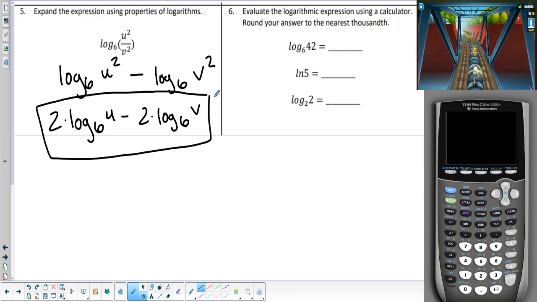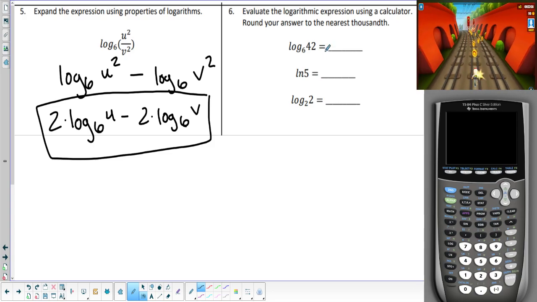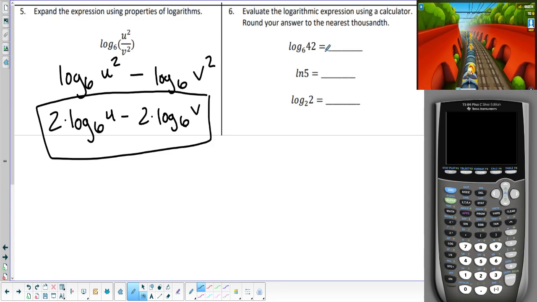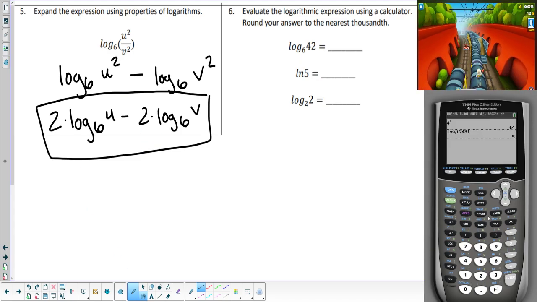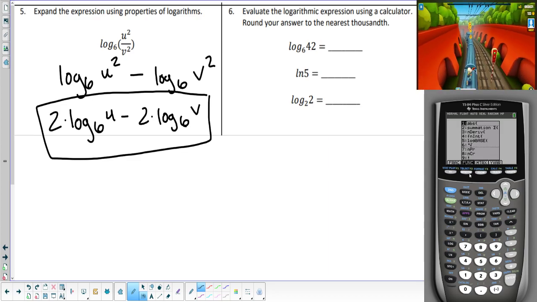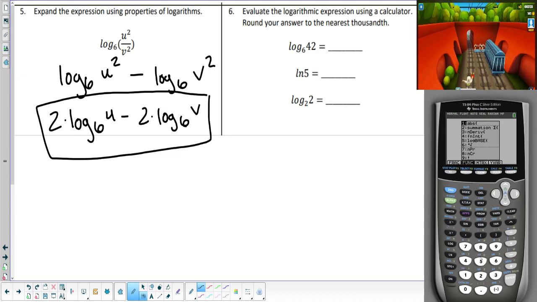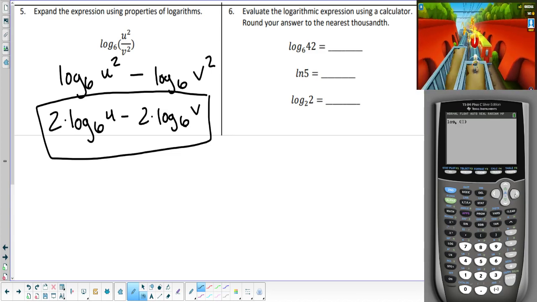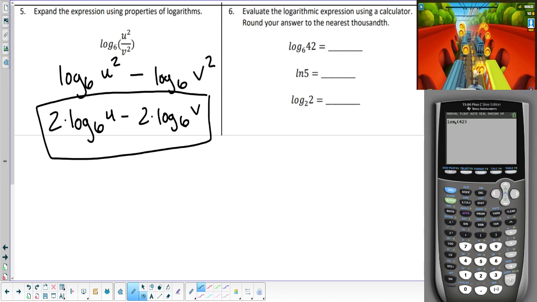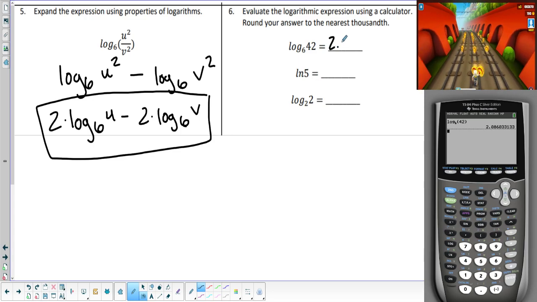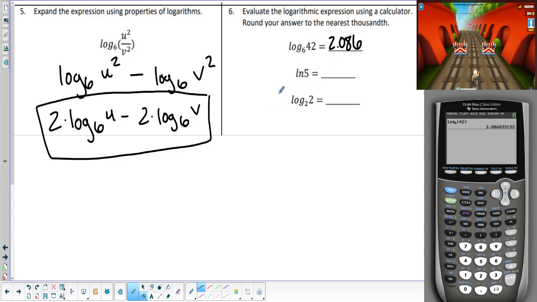All right. Number 6, evaluate the logs using a calculator. This is a test that you know how to use the calculator or Desmos, right? So once again, the keystroke is alpha window. All right, so that's alpha window and then 5. That's how I get to it. And so if I want to find this one, log base 6 of 42, that's 2.086. Nice.